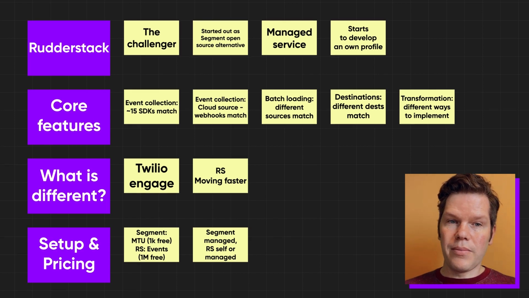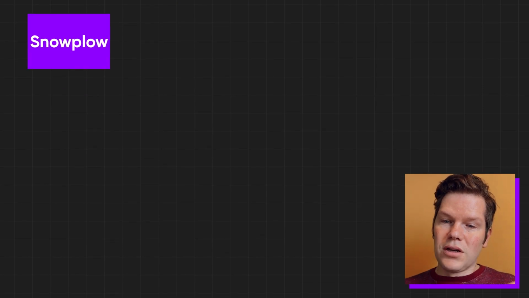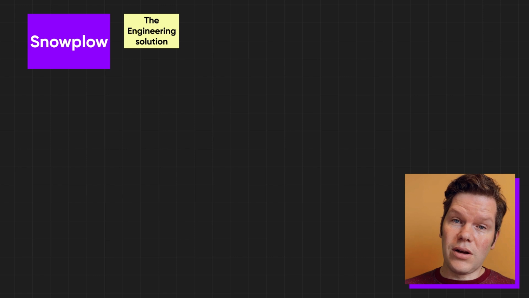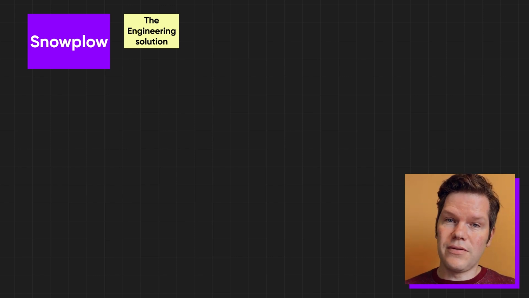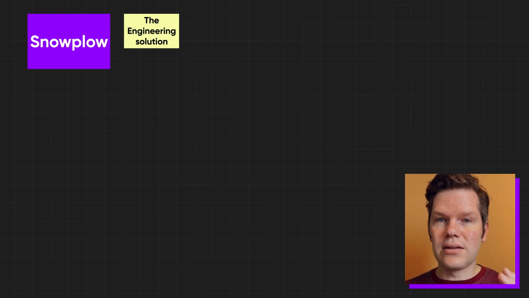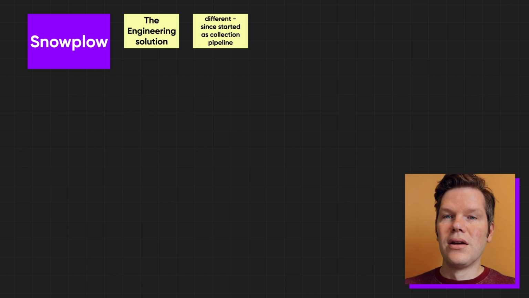Okay, moving to the next one, Snowplow. Let's call it the engineering or data ownership solution. Snowplow is definitely slightly different from Segment. We will see in a second why. The major difference is that Snowplow always started as an event collection pipeline, or behavioral data pipeline, or however they called it across the journey.